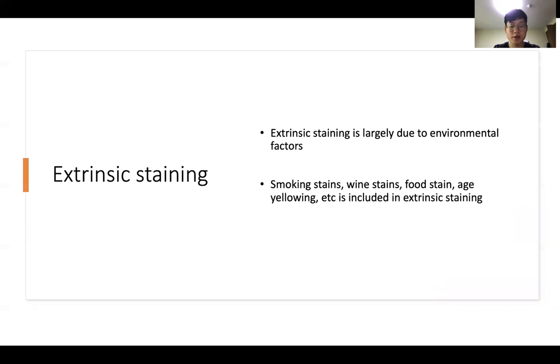Now we know the basics about tooth whitening. We have to know about extrinsic staining and intrinsic staining. First, extrinsic staining is largely due to environmental factors including smoking, pigments in beverages and foods, antibiotics, and metals such as iron or copper. Colored compounds from these sources are absorbed into the acquired dental pellicle or directly onto the surface of the tooth, causing a stain to appear.